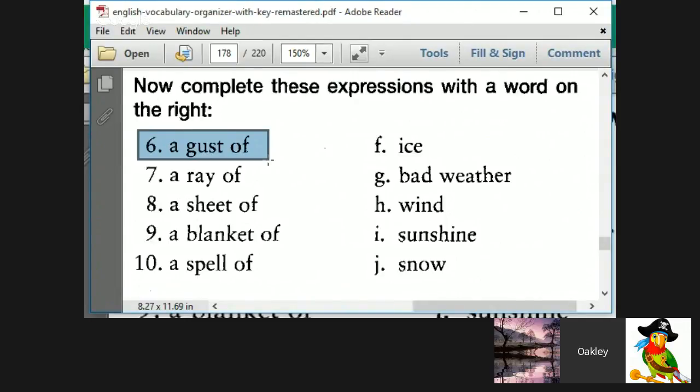I think a gust of bad winter, sunshine, snow, ice. Bad winter.